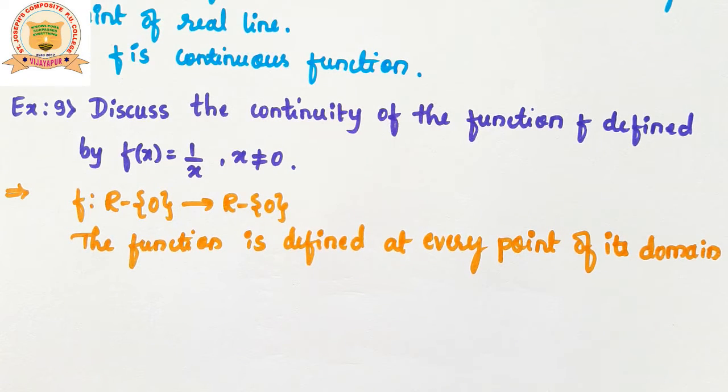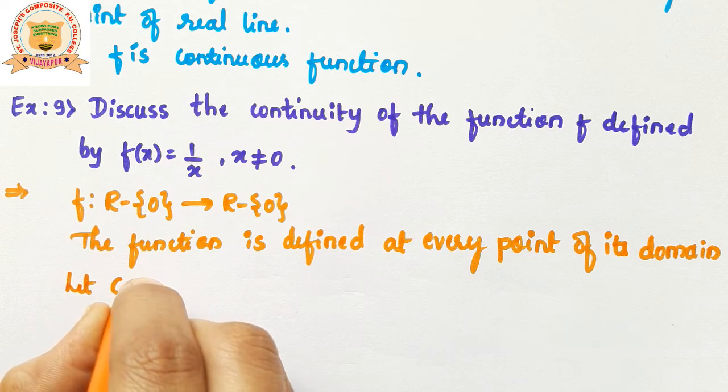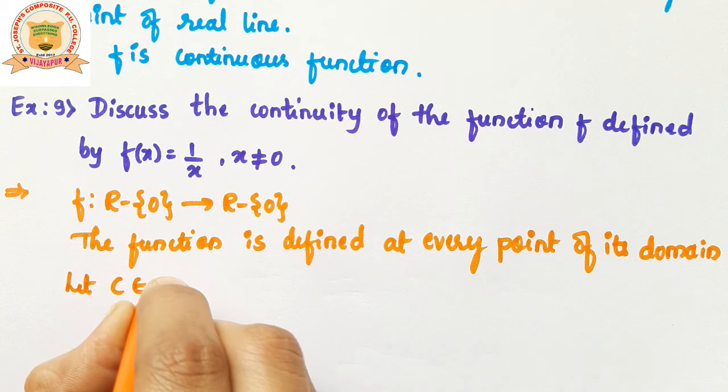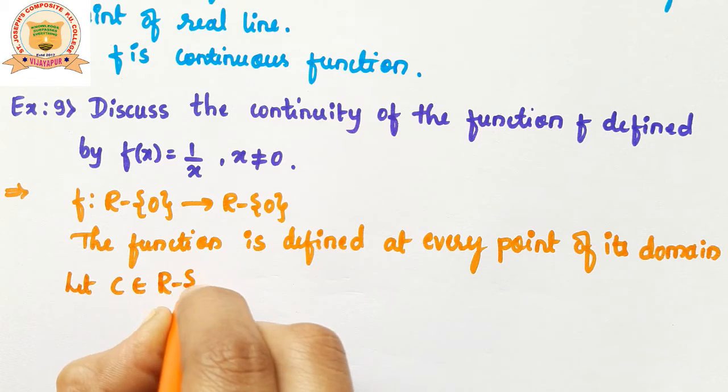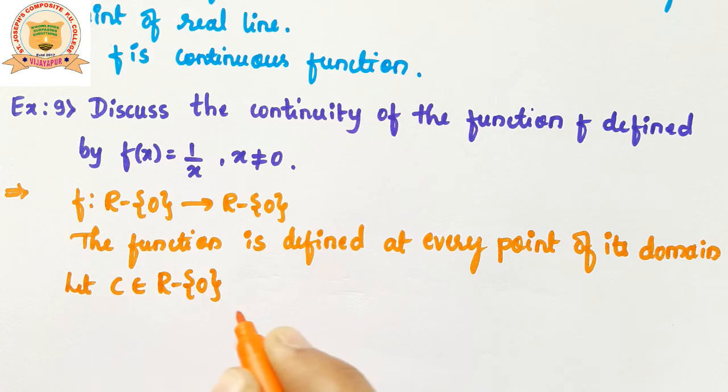Now we have to check the continuity of the function at each and every point of its domain. In the domain, 0 is not there. Therefore, we have to take a general point in its domain. Let c be any real number belonging to R minus the singleton set {0}, nothing but c is any non-zero real number.